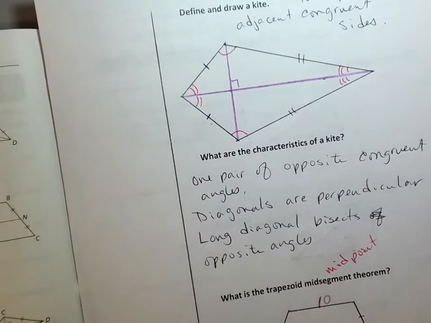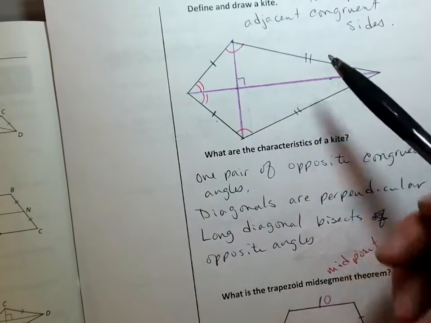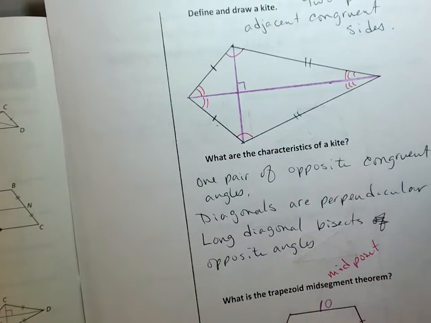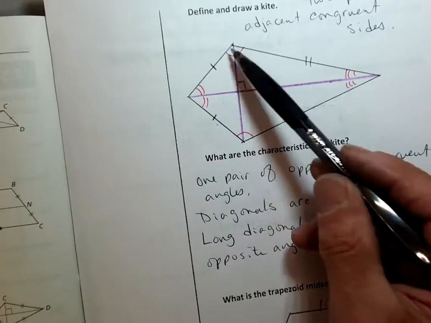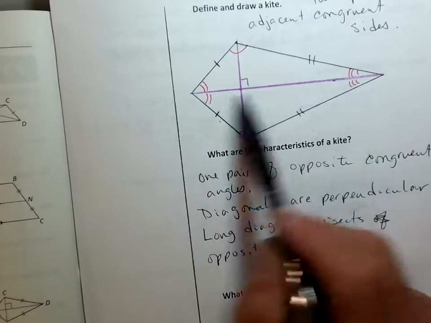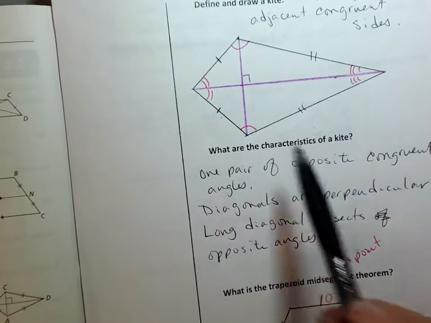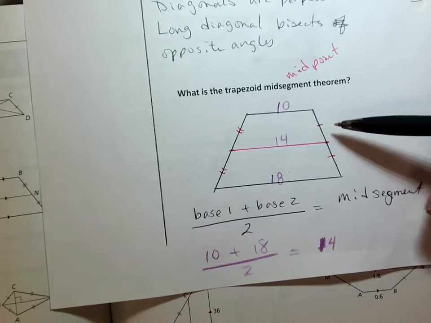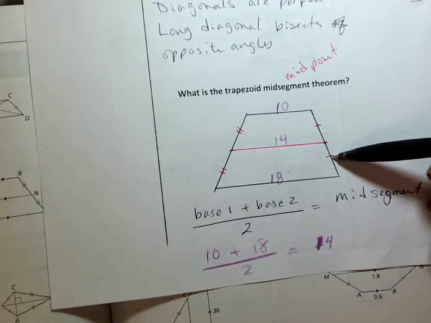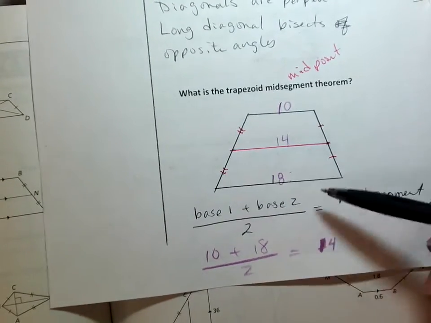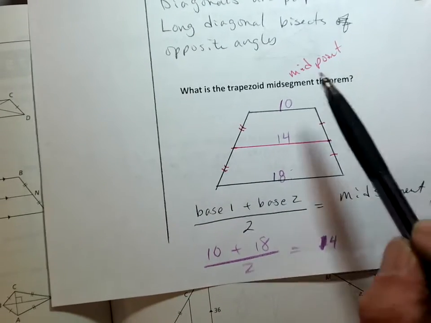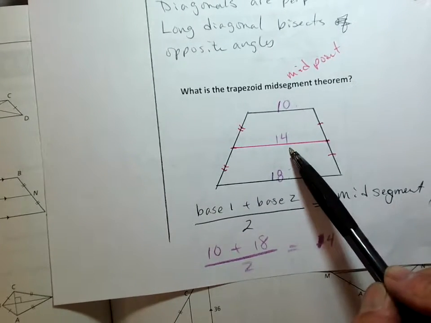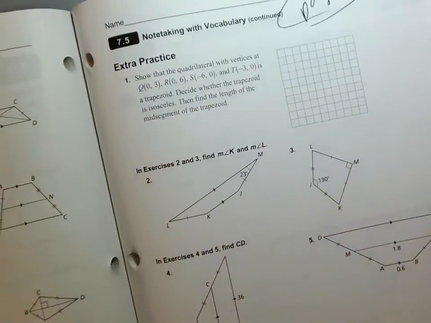On the flip side, we talked about kites. Definitely not a parallelogram, but two sets of adjacent sides are equal. The two big opposite angles are equal. The big diagonal cuts these angles in half, and the diagonals are perpendicular. We also learned about the trapezoid mid-segment. It cuts the legs at their midpoints, and this base plus this base divided by 2 equals the mid-segment. Easy. So now let's take a look at our book and figure some things out.